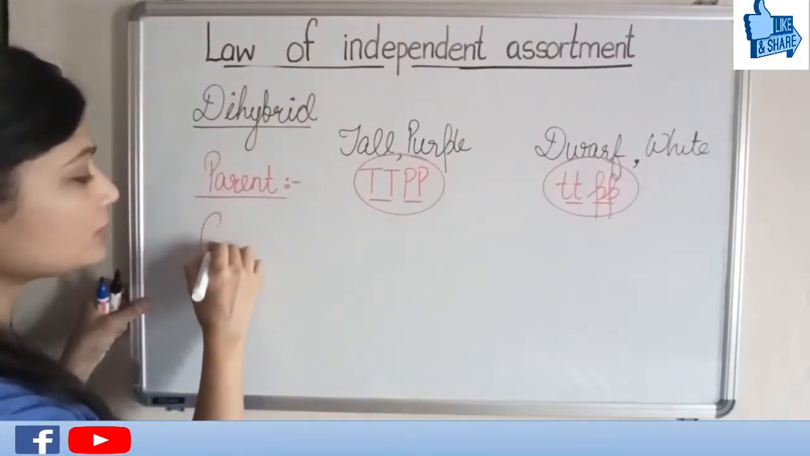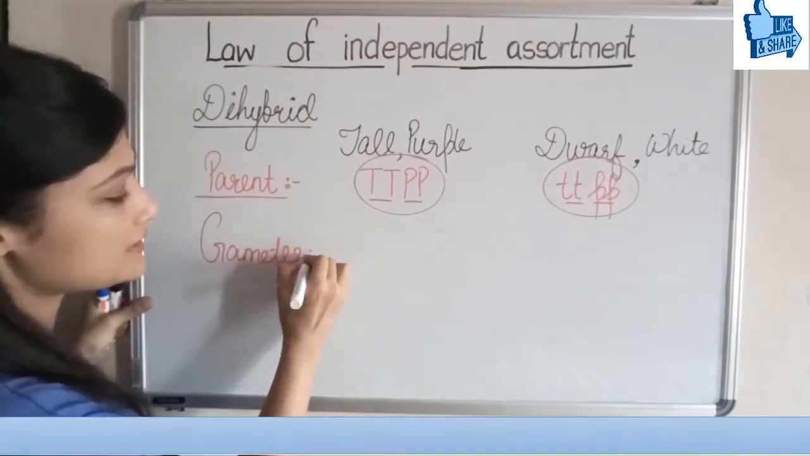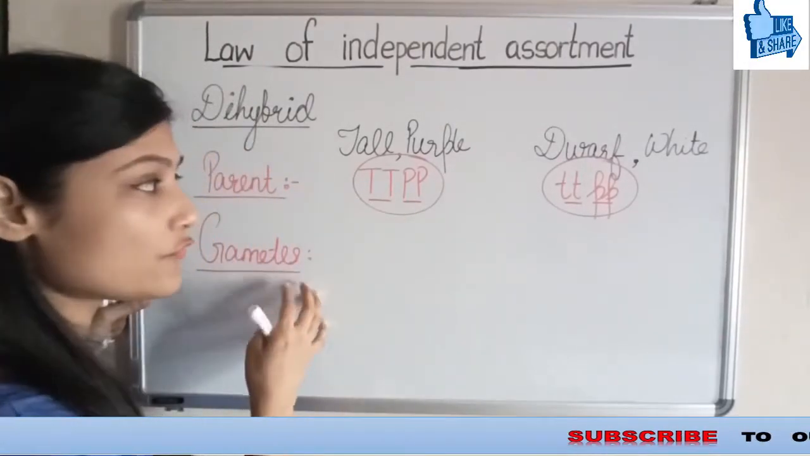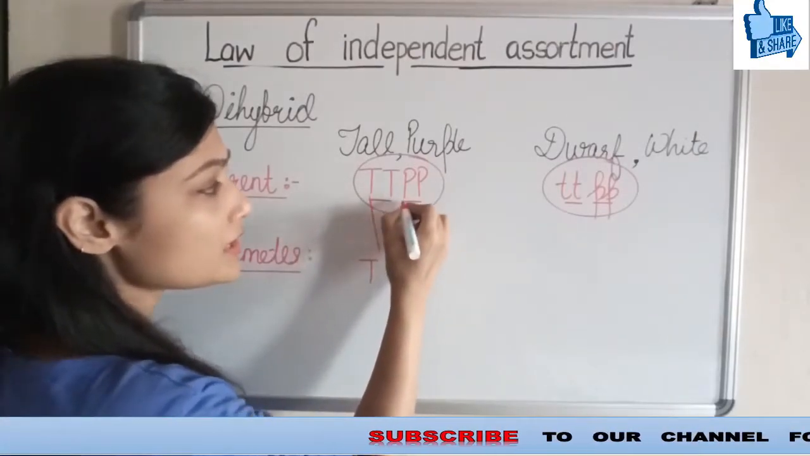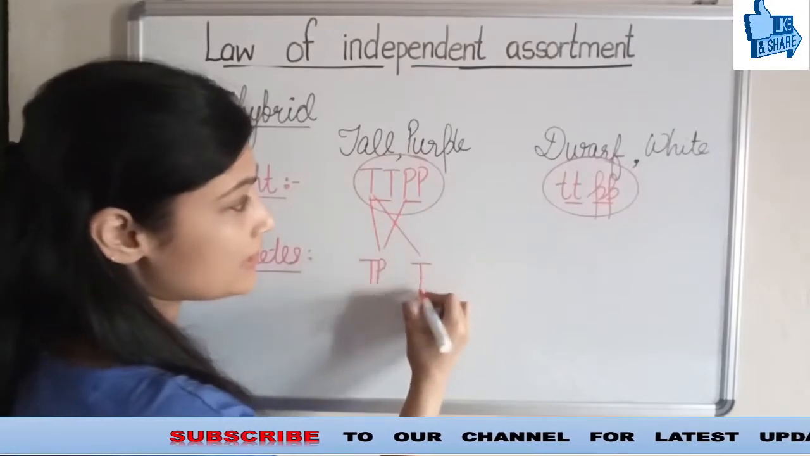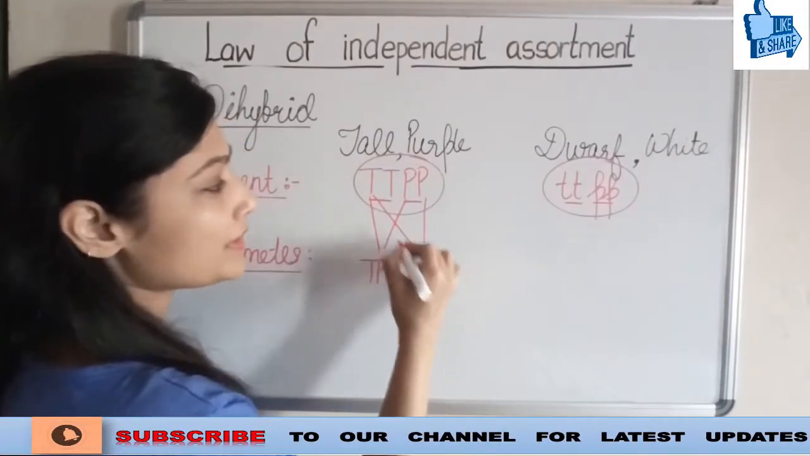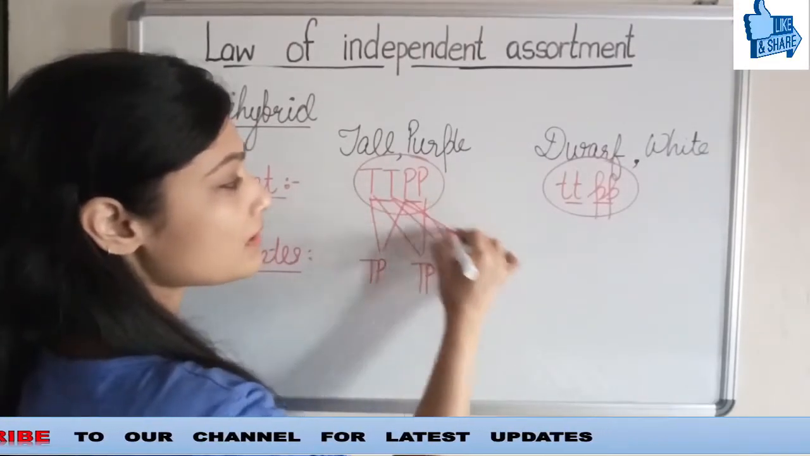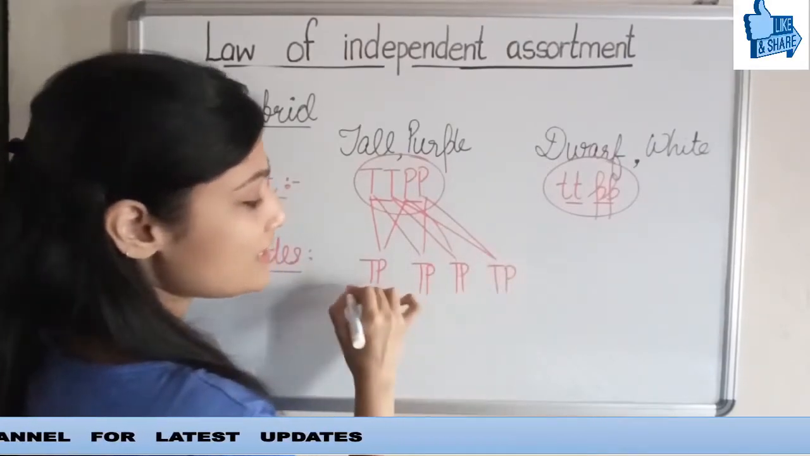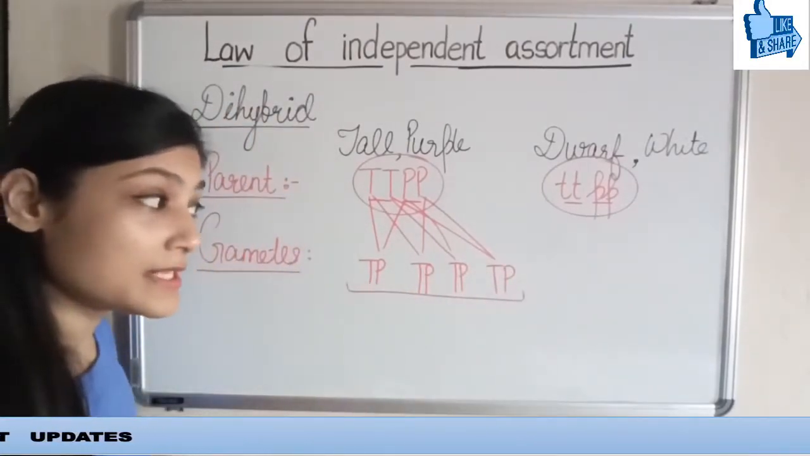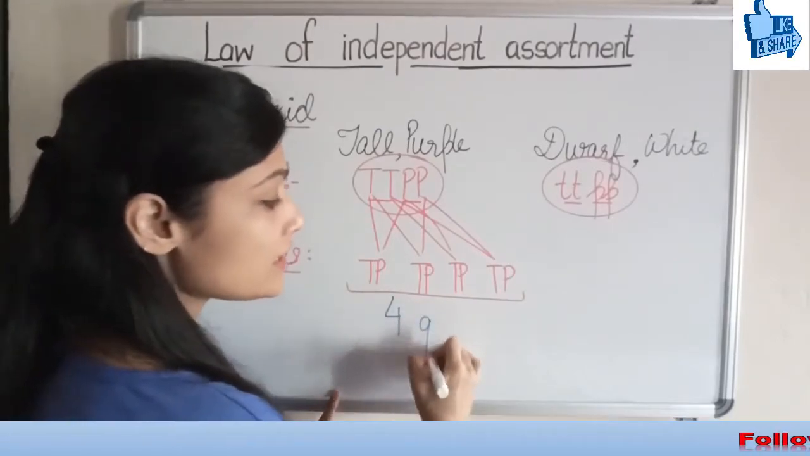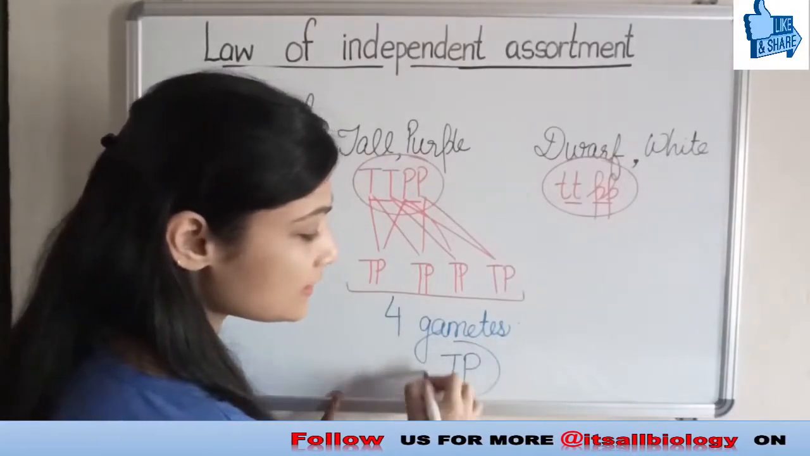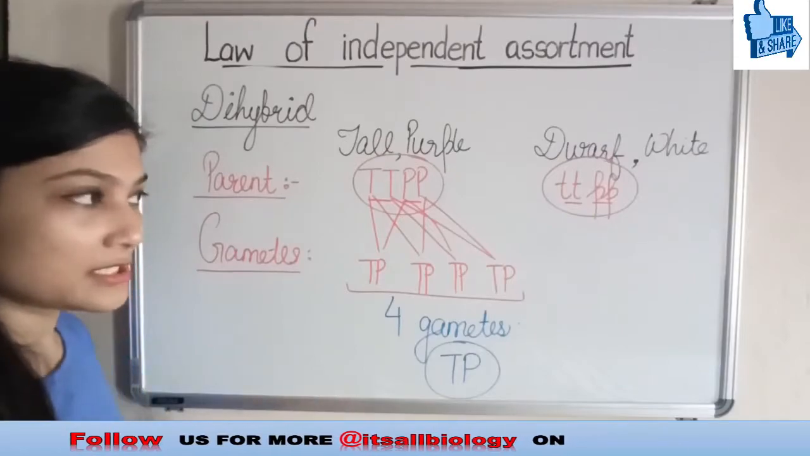Now if I talk about the possibility of gametes in this case, let's see how the alleles are going to pair up to form gametes. There are these possibilities that I am making here. The dominant T can go with dominant P, and like this. So these are the four possibilities of gametes that I am getting here, all four with capital T and capital P alleles.